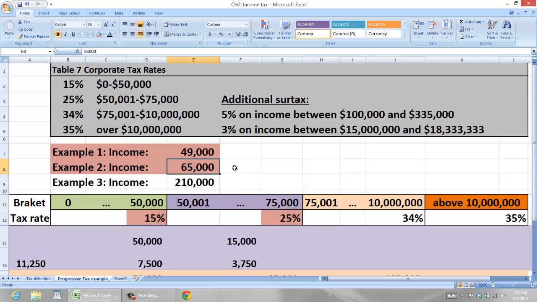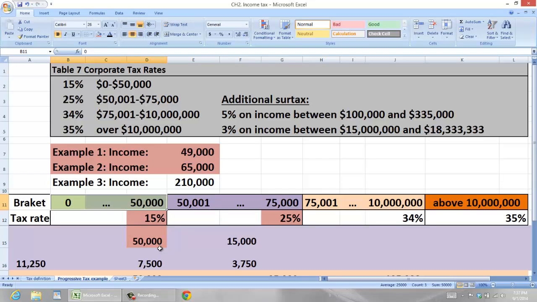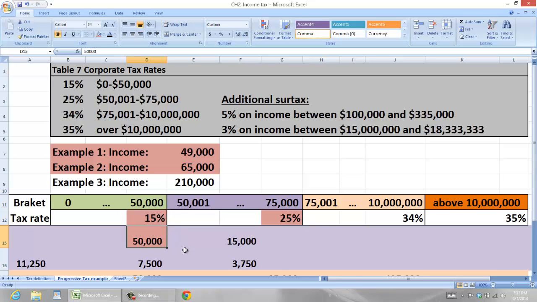Out of the 65,000, the first 50,000 falls in the very first bracket, so you have to pay 15% for the first $50,000, and the tax amount is 15% multiplied by 50,000, equal to 7,500.